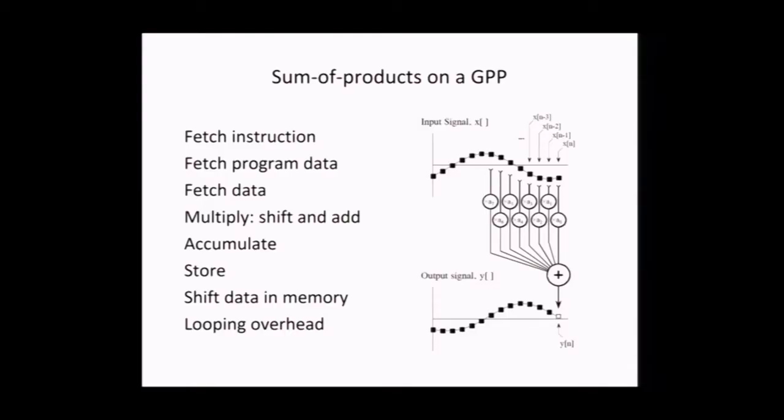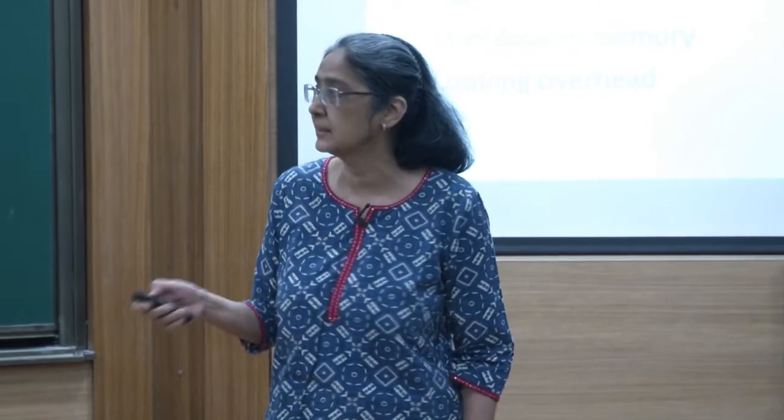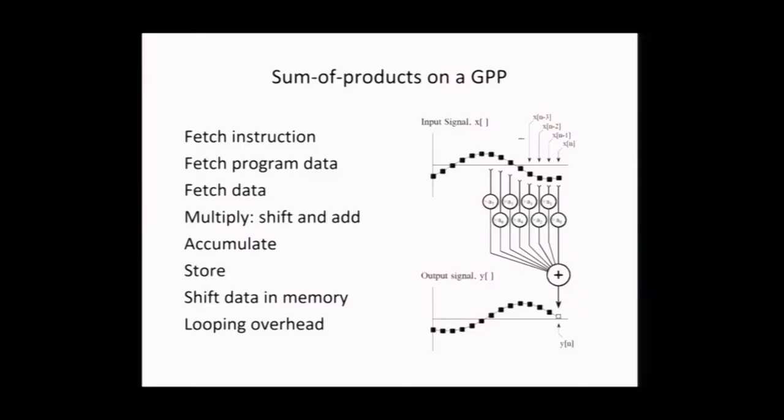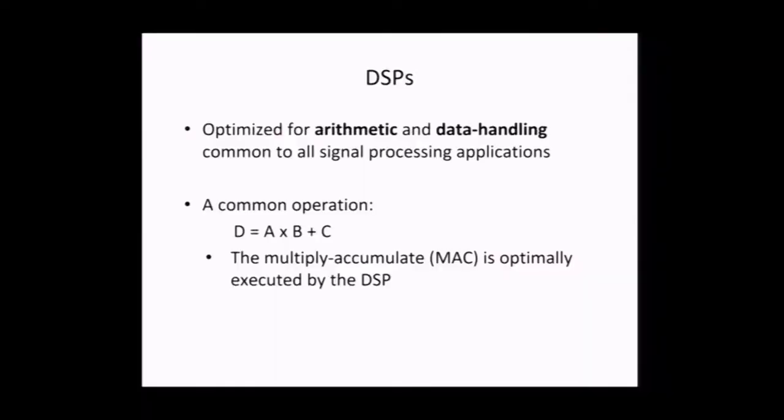Okay, so how do we do sum of products? If you think about a normal computer doing sum of products, you will have to fetch the instruction, fetch the coefficients, fetch the data, multiply. Multiply itself is easy to say, but it's a very complicated operation. It involves multiple shifts and adds, right? Then you have to accumulate, which is the add, then you have to store, then you have to again shift the data by 1, because the filter will now want to compute the next output sample, and shift the data in memory, and then again loop and continue, right? So it's very, very complicated. So DSP architectures are really built to do this whole thing very efficiently. So they optimize for arithmetic and data handling, which is common to all signal processing applications.